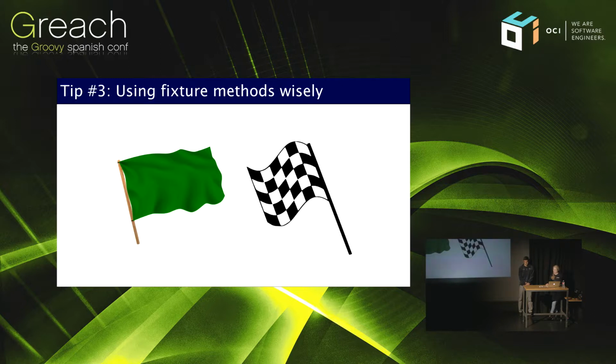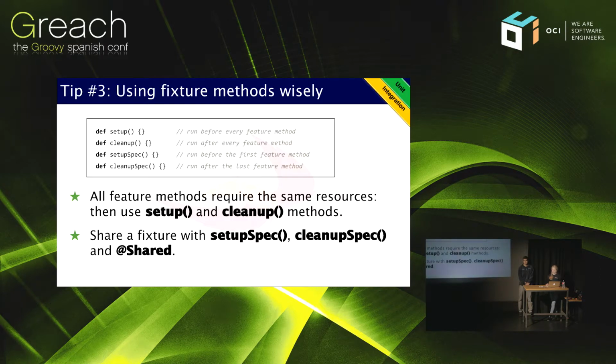Another important and useful topic in test optimization is the way we are using the fixture methods. Setup methods used wisely can reduce duplication of data and make tests more readable and maintainable. Usually, it's a good idea to use a fresh fixture for every feature method. To do this, you can use setup and cleanup methods, but you should only use these methods if all the feature methods of the specification require the same resources.